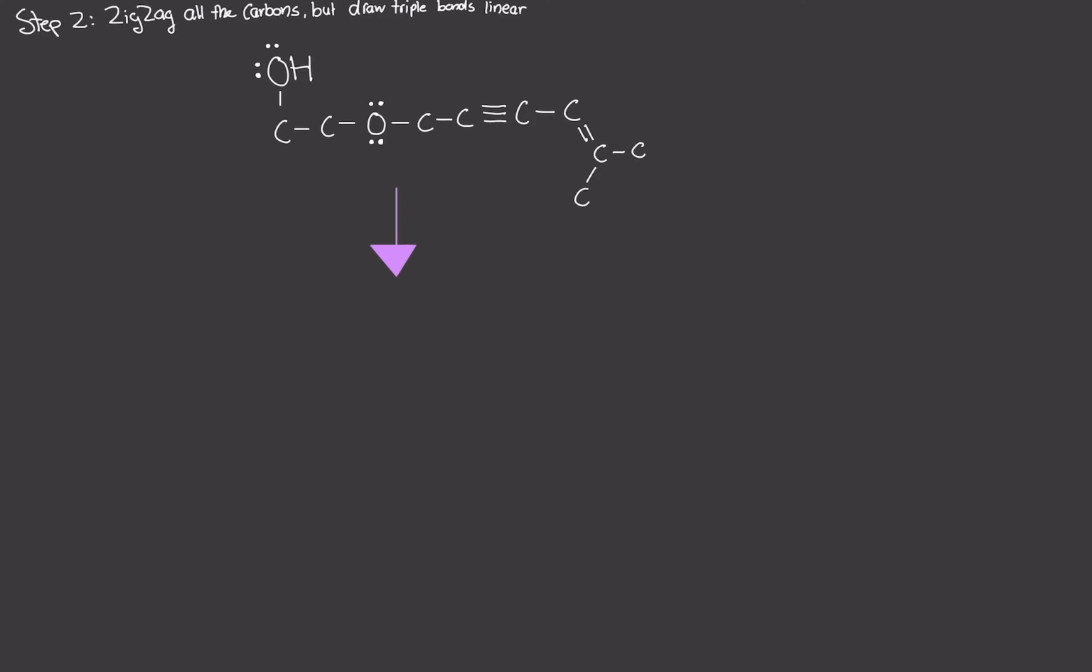Okay. Now we just zigzag all the carbons. That's it. Just zigzag them. Don't do anything else, and make sure you draw the triple bond linear. So I'm just going to rewrite it this way. Honestly, the hardest part of this is just drawing a zigzag. It's geometry skills. Now, be careful. Actually, let me make this one neater.